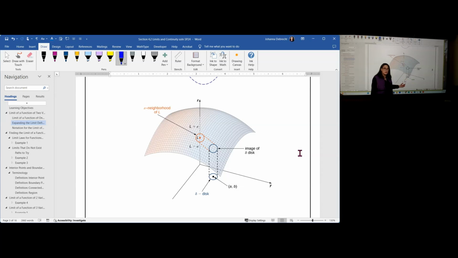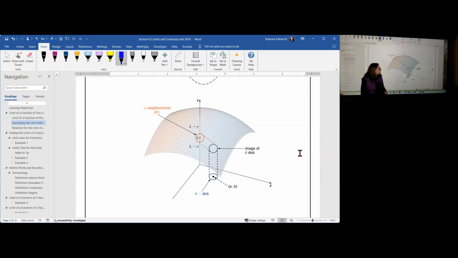The value of delta is chosen depending on the value of epsilon for L. L is going to be between L minus epsilon and L plus epsilon. And that will project down how large the delta disk can be.